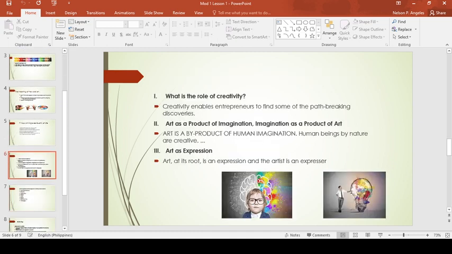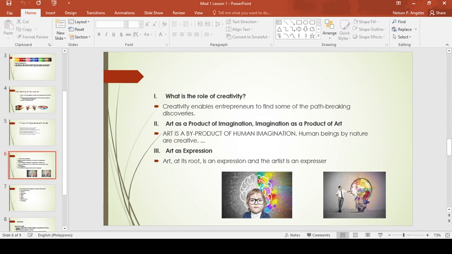So creativity enables entrepreneurs to find some path-breaking discoveries. As such, it's essential to allow collisions and blur to take place to transcend boundaries set by disciplines. That way, it's easier for us, as entrepreneurs, to get new perspectives towards solving a financial or operational problem.